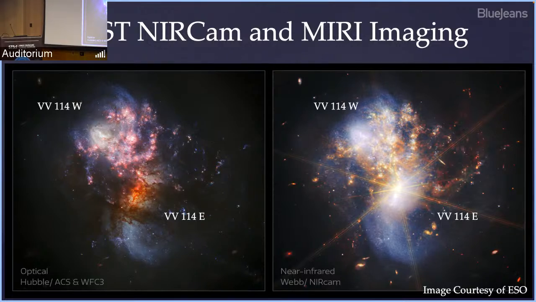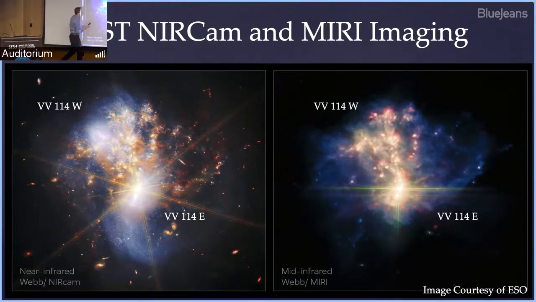And now when I flip from NIRCam to MIRI, you see that MIRI is tracing these very, very bright, compact knots of star formation across the galaxy. But one thing that is shining brightly that kind of took us by surprise, actually, is just the massive extent of this diffuse emission.